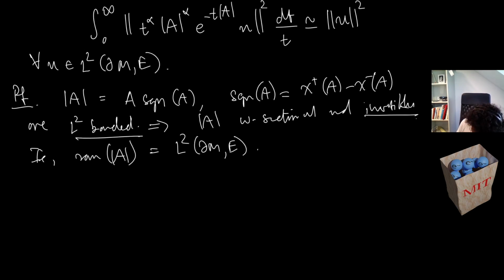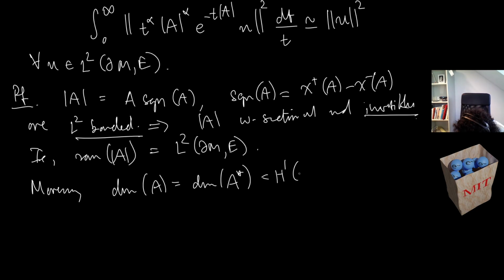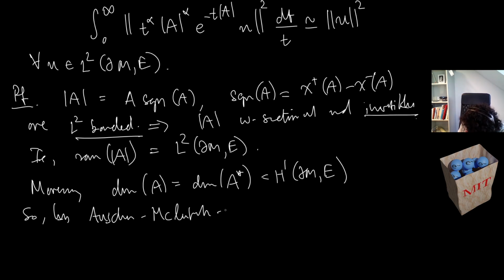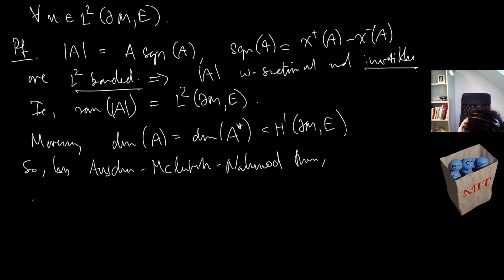Moreover, we have that the domain of A is equal to the domain of A star, which is H1, because they're differential operators. We've already seen this, I'm just writing down what we've already seen in the previous example. So by the Axelsson, McIntosh, Nahmod theorem, we obtain the required estimate, or obtain the H infinity functional calculus.